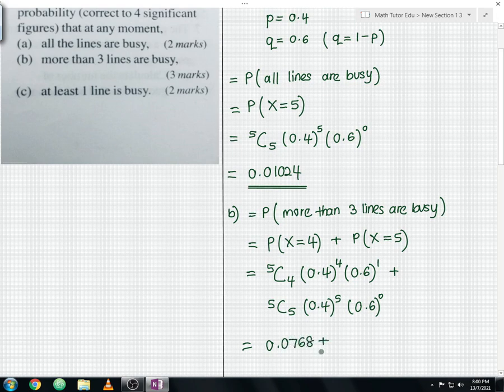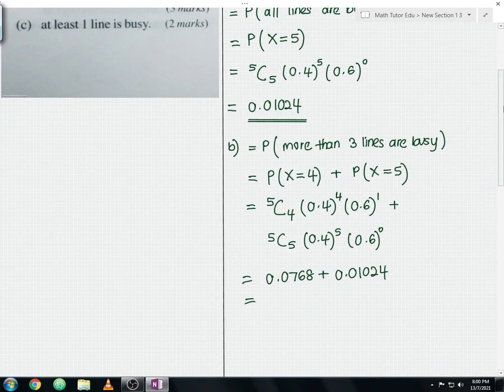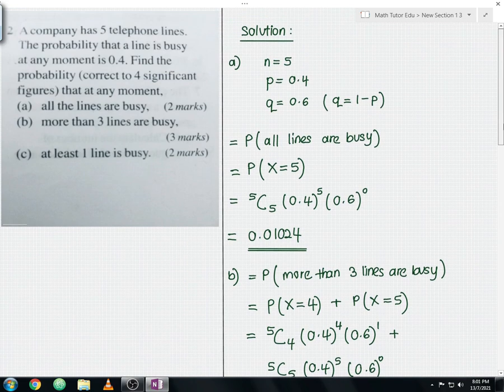Okay, and then you plus with the probability for X equals to 5. For the probability X equals to 5, you have already found in question part A, which is 0.0102. Add it to the probability for X equals to 4. You calculate both of them, you should get your answer 0.08704.